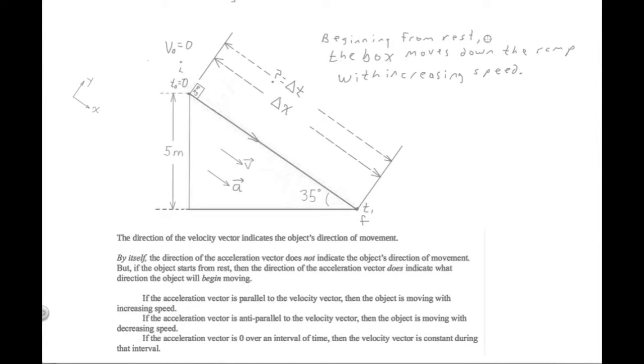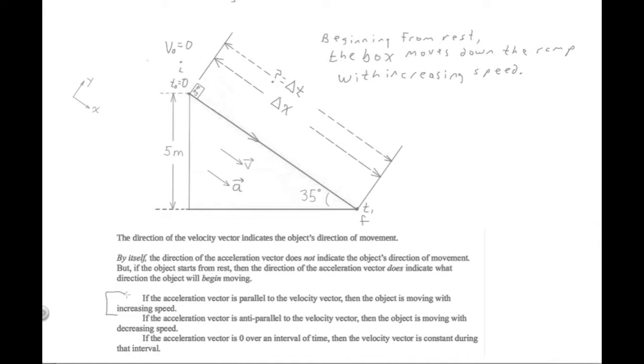We know we began from rest because that was implied by the wording of the problem. So it's implied that v initial is 0. The box then is moving down the ramp. That's reflected in this downward velocity, and that was also stated in the problem. And our acceleration came out to be parallel to that velocity. Well, remember that when the acceleration is parallel to the velocity, that means the object is moving with increasing speed. So it does make sense that the acceleration is in that direction, so that the object can move down the ramp with increasing speed.